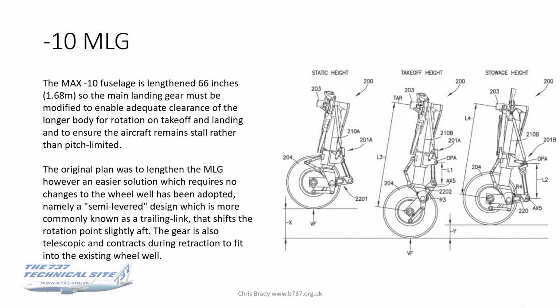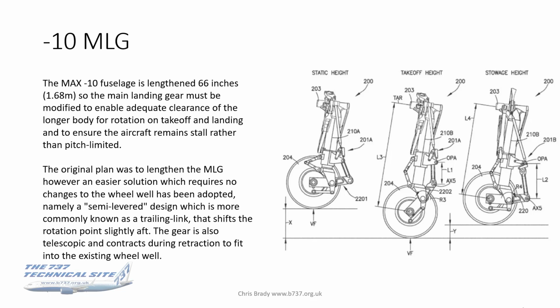Okay, the Max 10, as you may have heard, the main landing gear had to be redesigned, and this was because of the fuselage length. So the fuselage, as we know, was lengthened 66 inches or 1.68 meters in metric. Now the gear had to be modified to enable adequate clearance of that longer body for rotation on takeoff, and also for landing to a lesser extent as well. And this was to ensure the aircraft remains stall rather than pitch limited.